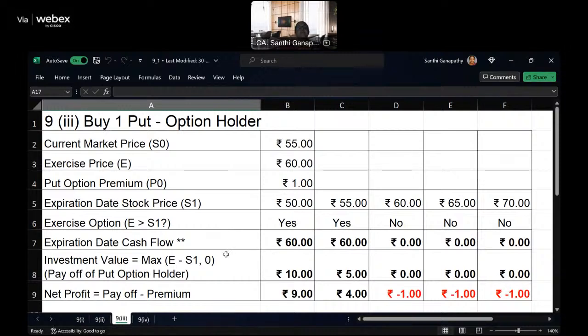So, since you are an option holder, when you exercise, you sell the asset and receive the money. When will you exercise a put option? When E is greater than S1.